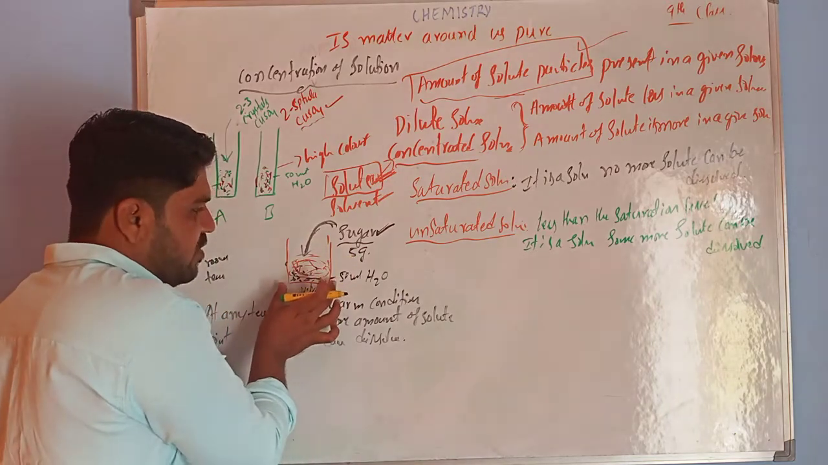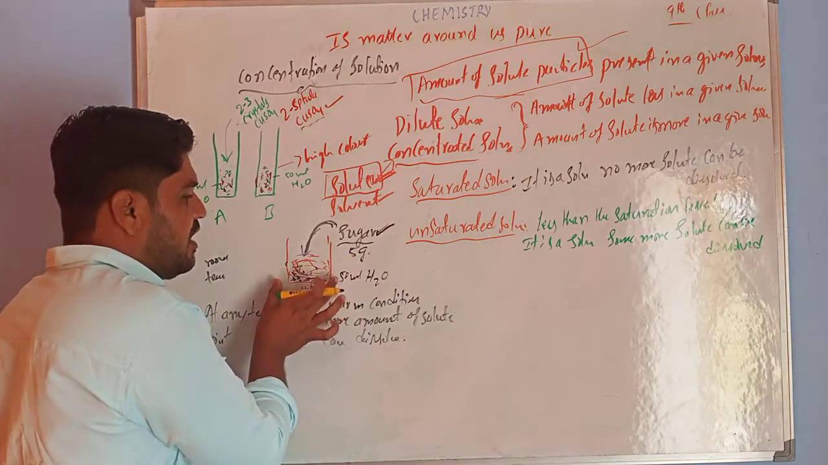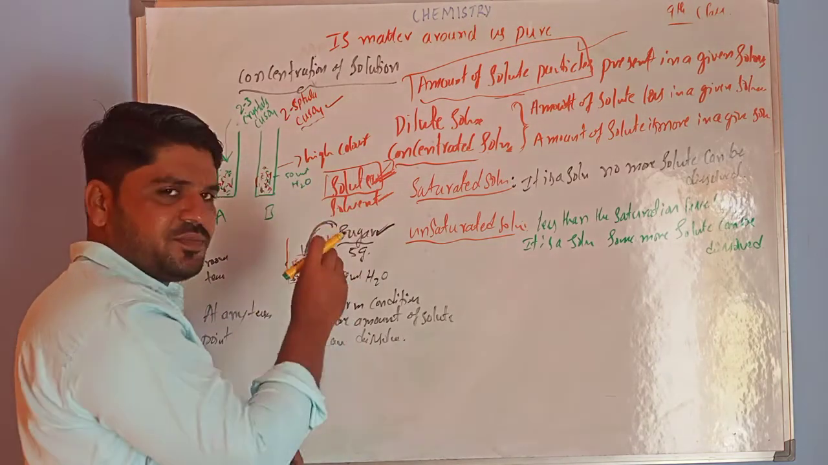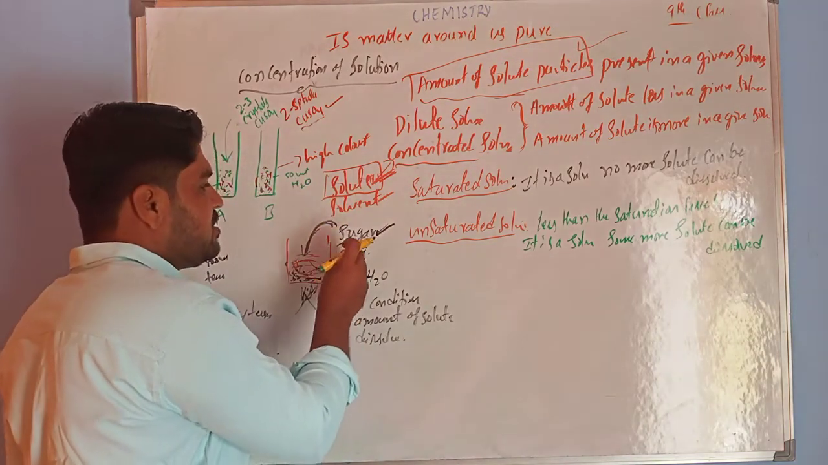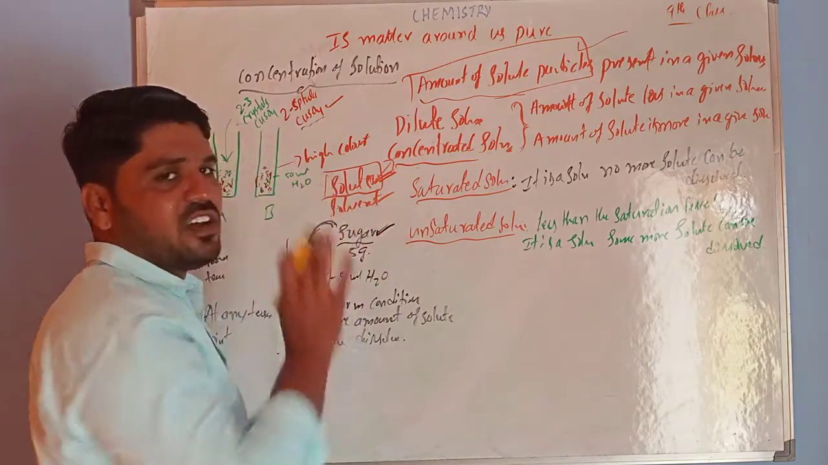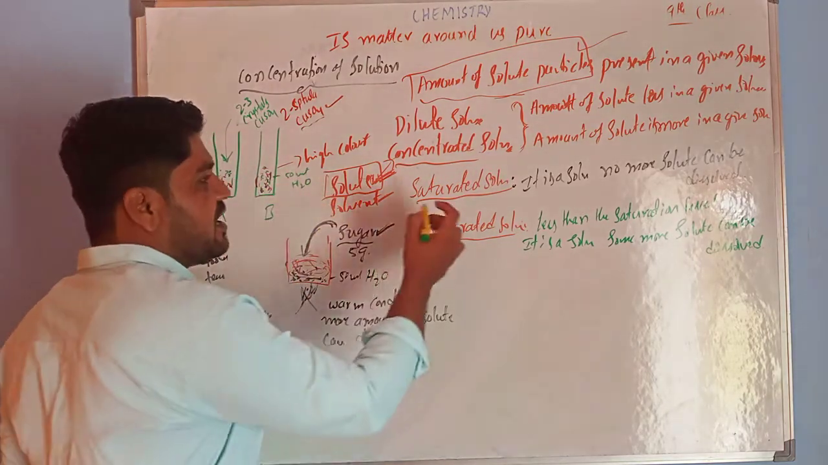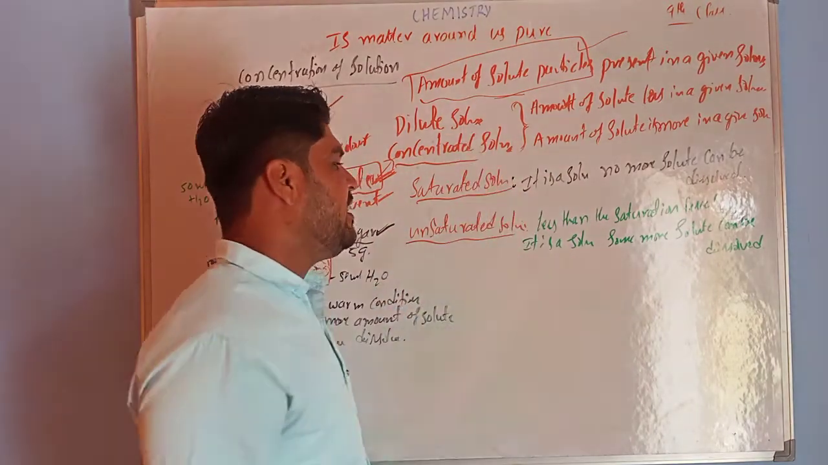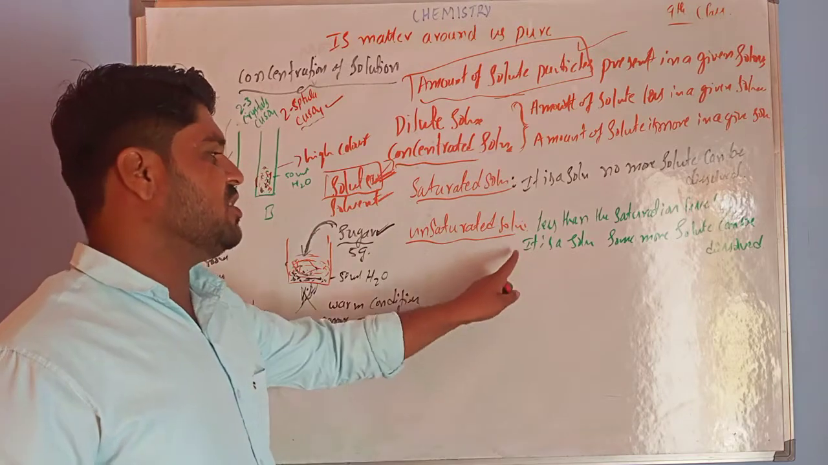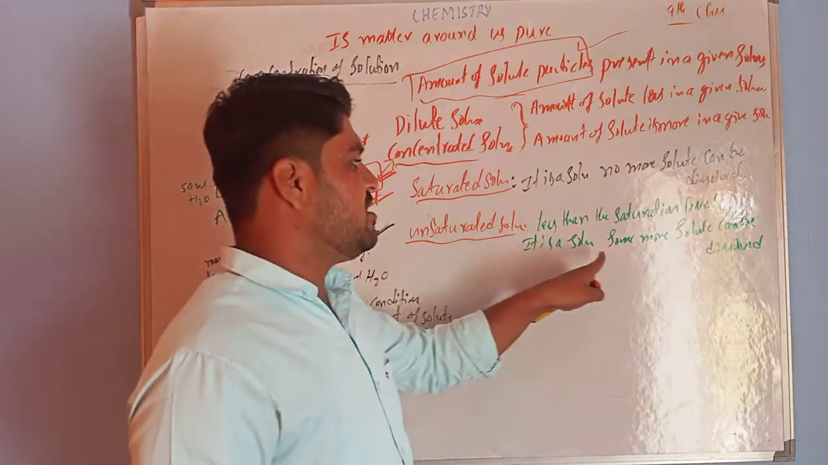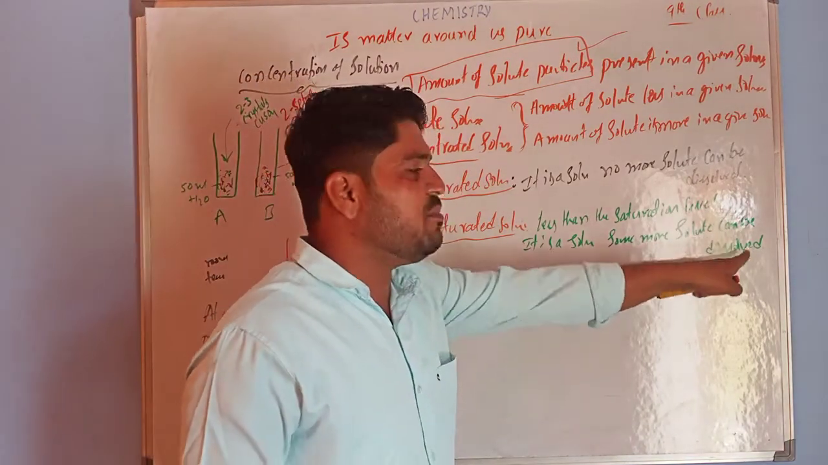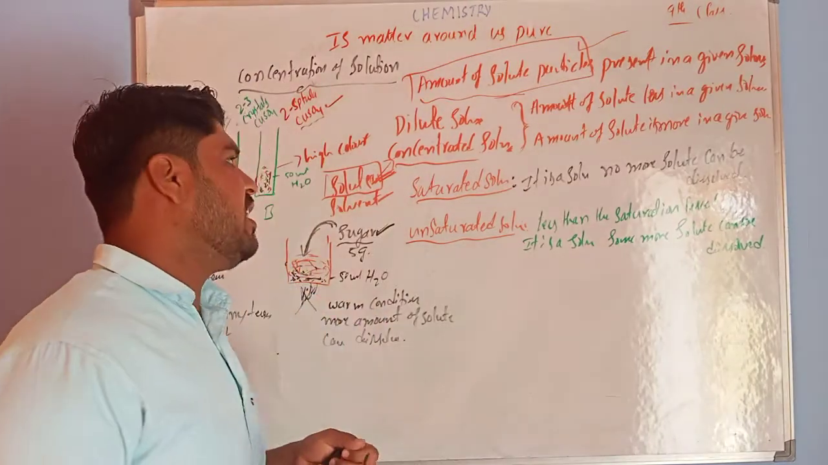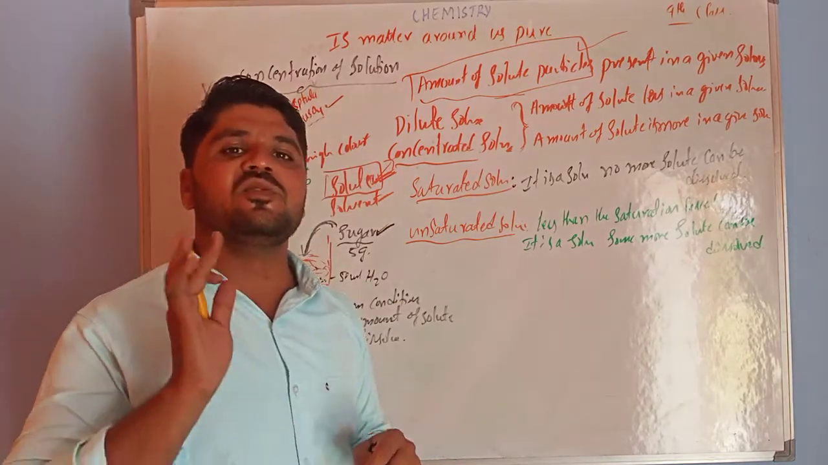So I already discussed this point. Some amount of water is present in this beaker. To this water, I add some amount of sugar. At a certain point, sugar stops dissolving in the water. That point we call saturated. Before that point, we call it an unsaturated solution, meaning some more solute can be dissolved. This is the concentration of solutions.